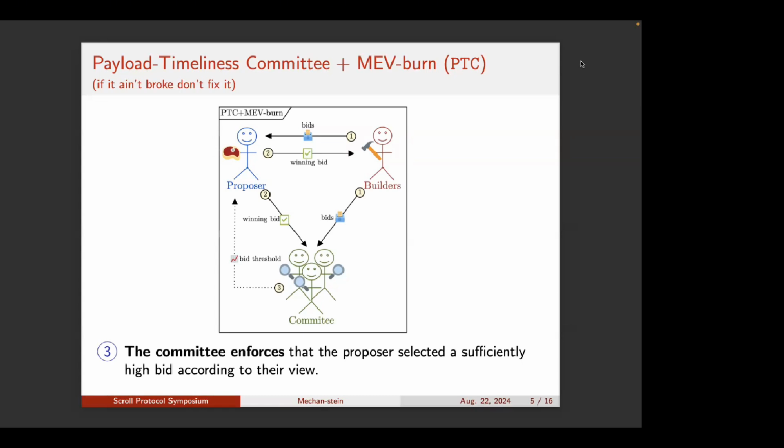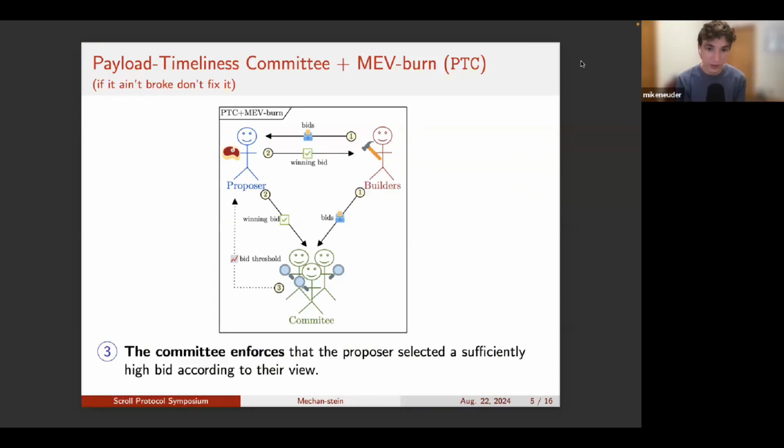Gotcha. And yeah, the committee is sourcing these bids that come in from, sorry, where are these bids coming from? I get the time limit. It's just part of the gossip. You know, there's a global gossip topic that the peer-to-peer network has.